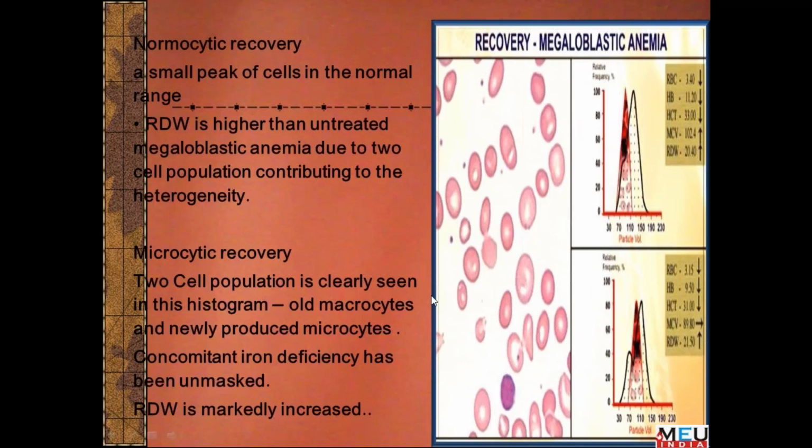And once we start giving the treatment for megaloblastic anemia, a new peak starts appearing here. And also here in iron deficiency anemia, another new peak starts appearing in the histogram, which represents a recovery population. A dual population of cells is there.